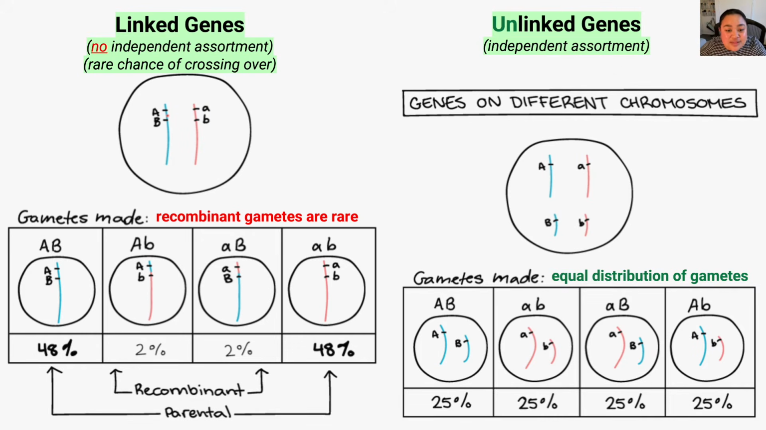This is because the likelihood that a chiasma will form exactly in between gene A and gene B is low. The closer the genes are on the same chromosome, the less likely a chiasma will form in between them, and the less likely recombinants will form. On the flip side, you can clearly see that when genes are unlinked, all four gametes have the same likelihood of occurring because of independent assortment.